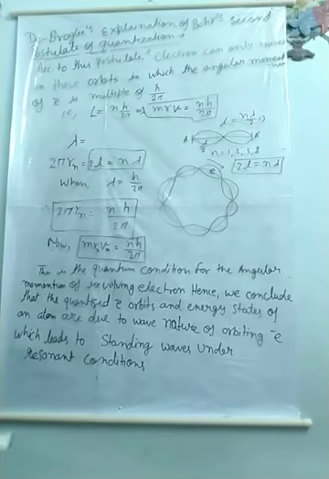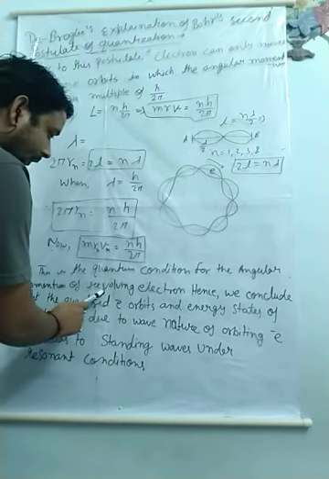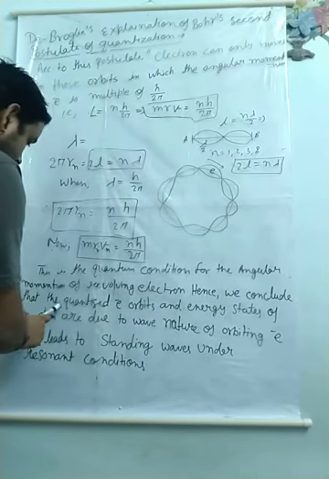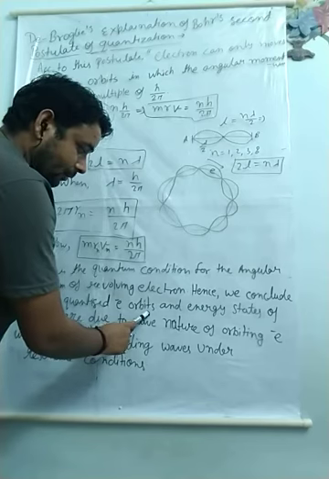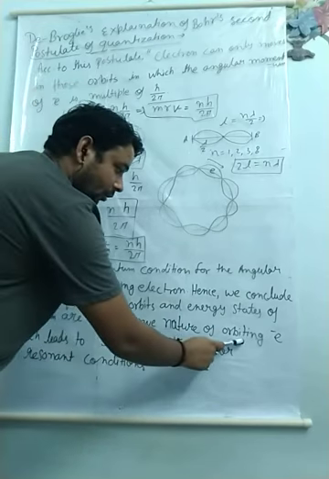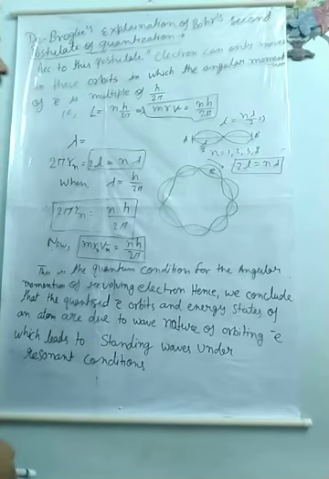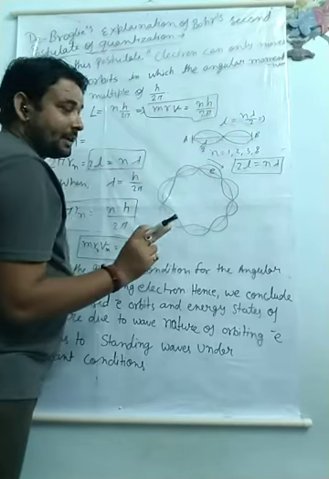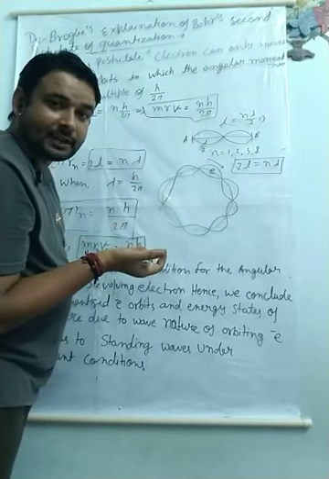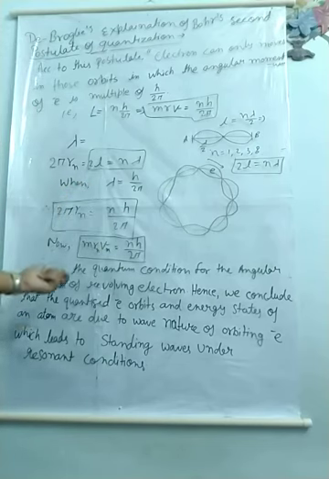Hence we conclude that the quantum condition for the angular momentum of the revolving electron, the quantized electron orbits and the energy states of the atom are due to the wave nature of the orbiting electron, which leads to a standing wave under resonant condition. When a string is plucked, it continuously starts oscillating with the maximum resonant condition, and then it gives the condition of the quantized Bohr second postulate. Okay, copy this.